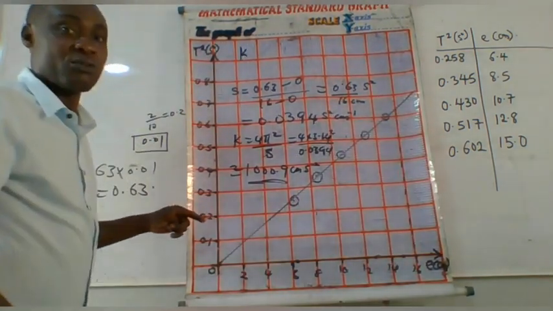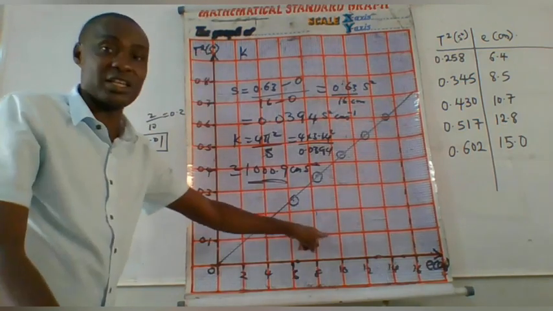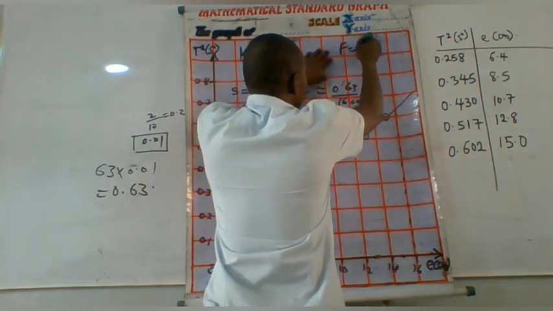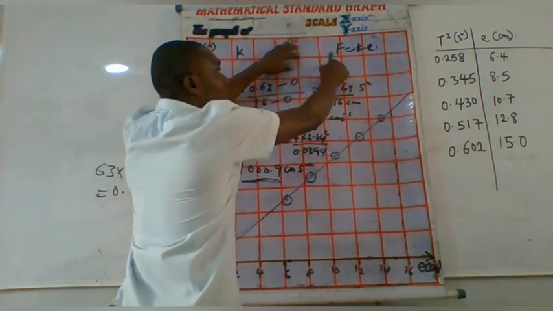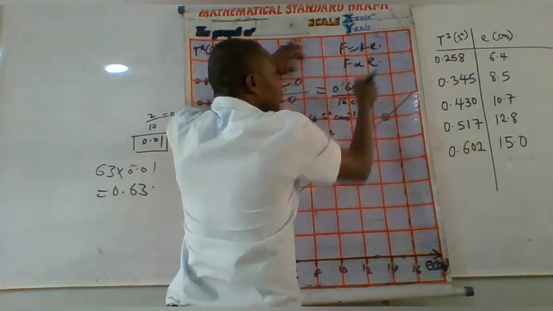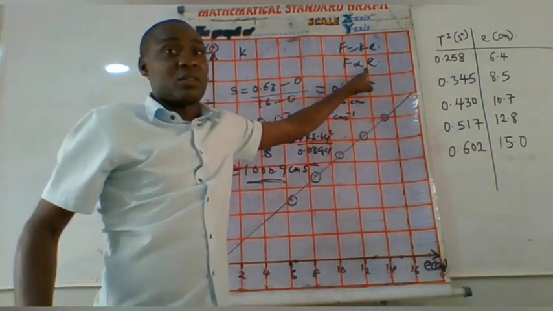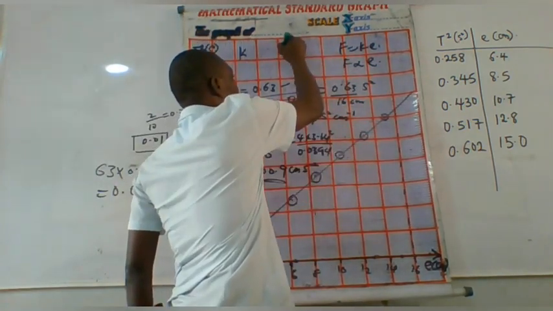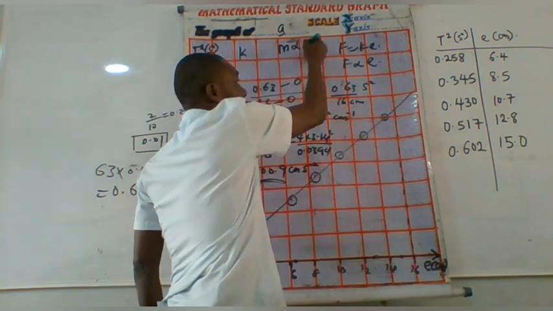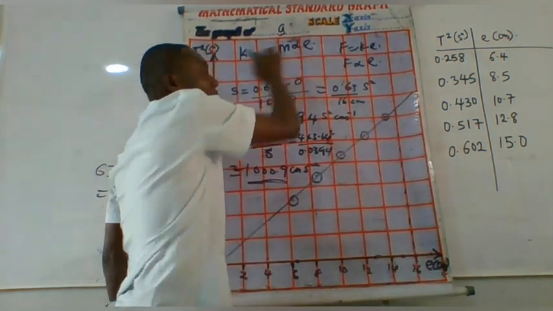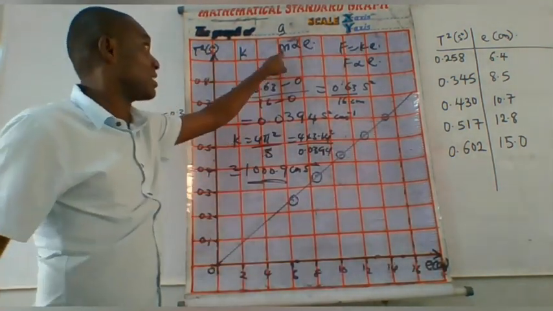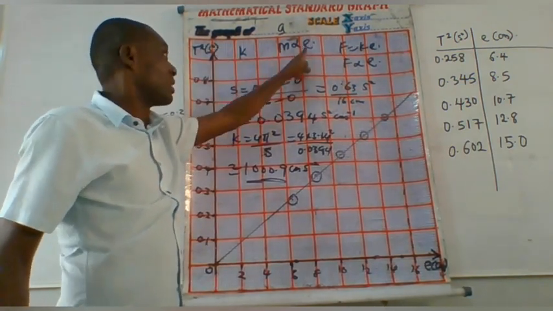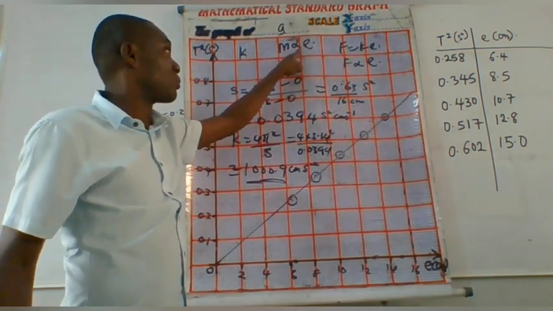Now, use the graph of t square against extension. It's possible because you know that F is equal to ke, and because F is proportional to e, then it means that e can also produce the same effect as the mass of the object. Since g is constant, you can say the mass of the object is proportional to what? E. Okay, so it therefore means that instead of plotting t square against m, you can also plot t square against what? E, because e is proportional to what?